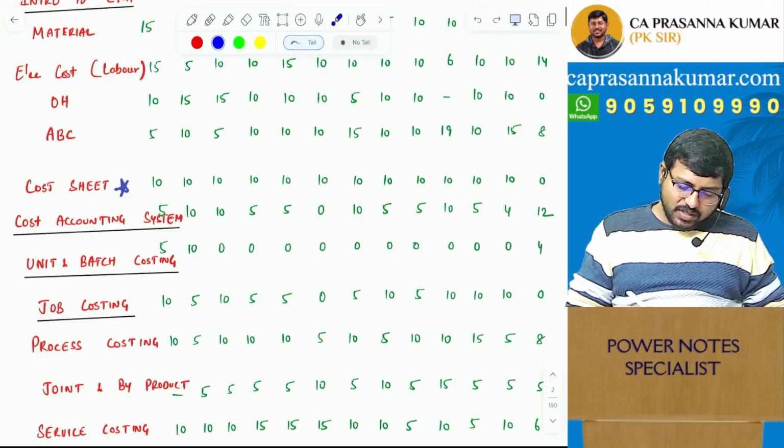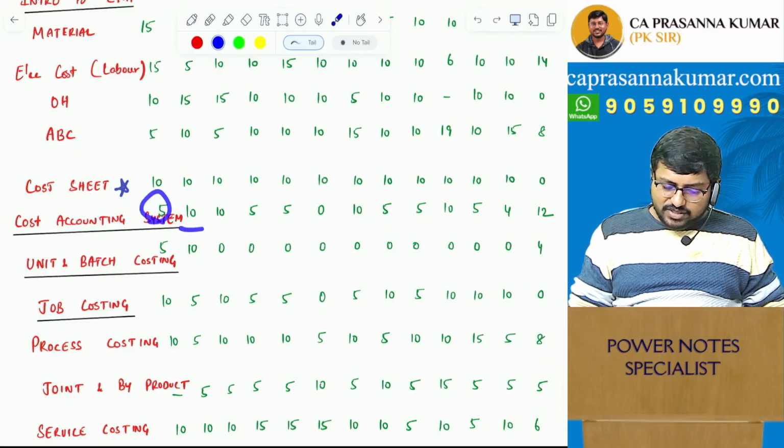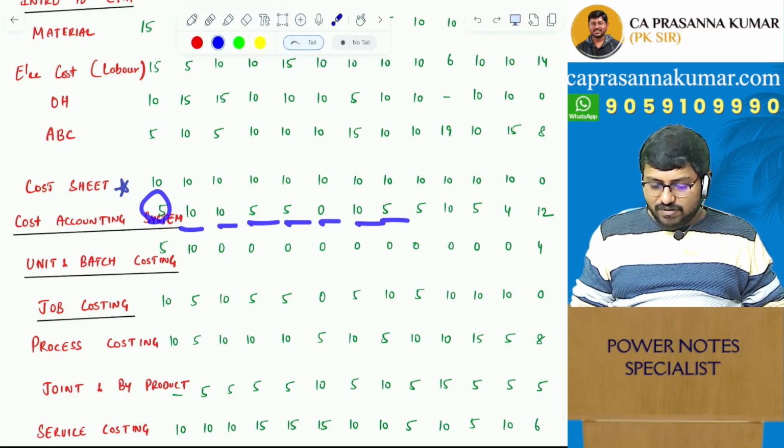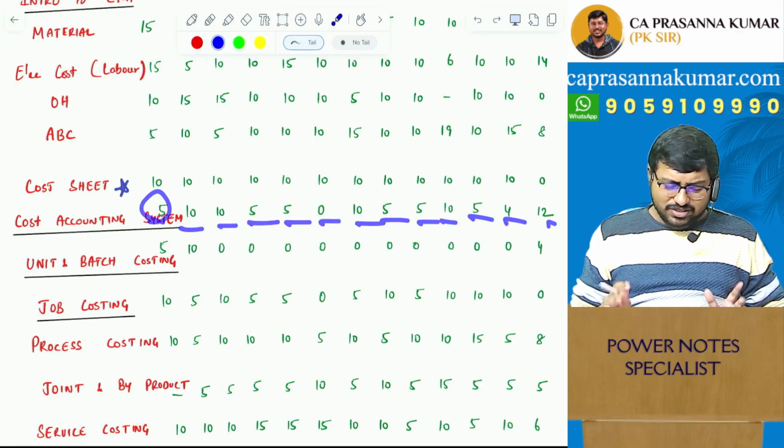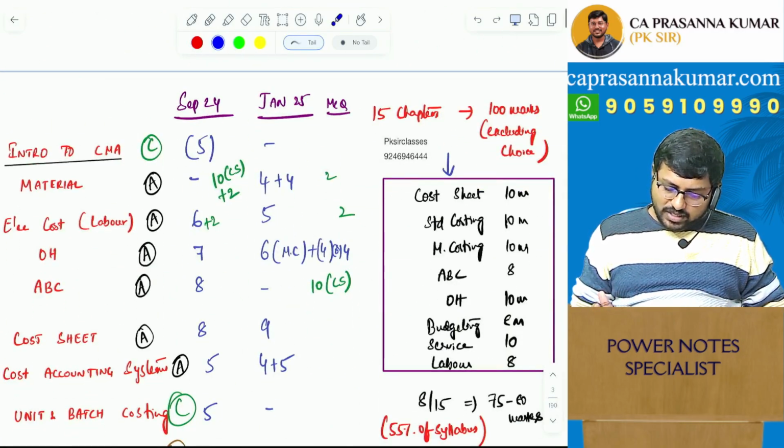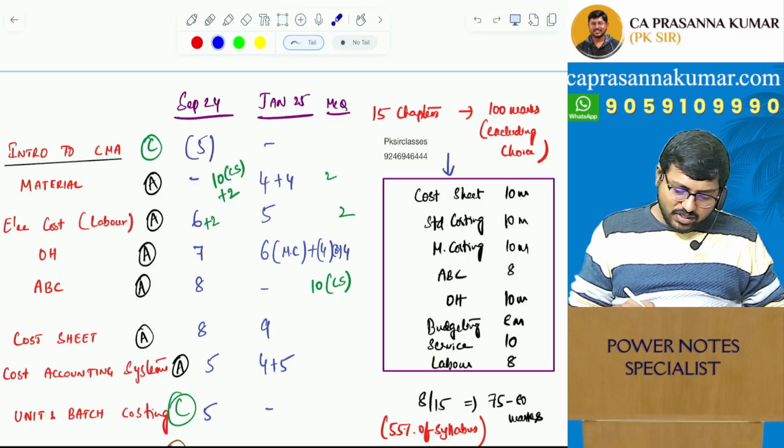Moving on. Cost accounting systems. 5, 10, 10, 5, 5, 0, 10, 5, 5, 10, 5, 4, and 12. So this is relatively not so regular when it comes to cost accounting systems.